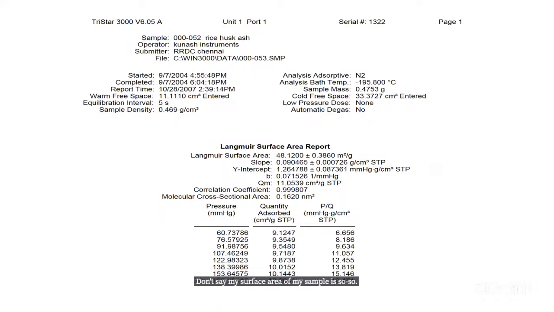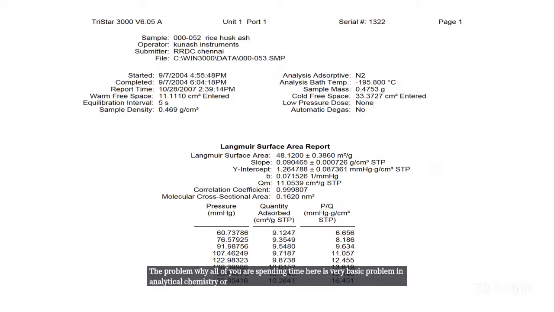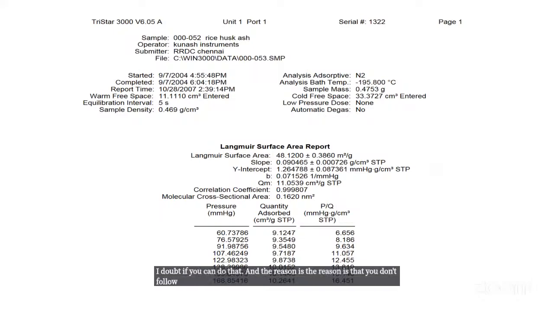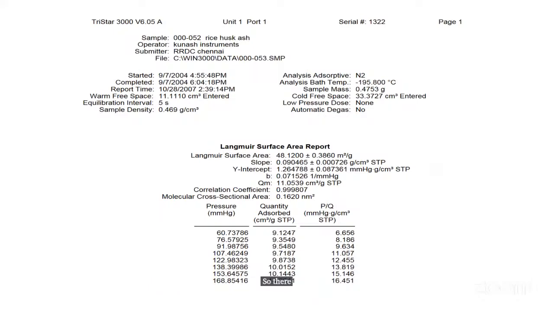The problem why all of you are spending time here is a very basic problem in analytical chemistry or in the experiments that you do. If a group consists of about 5 or 6 people, ask any two to match their results on the same material for the same experiment. I doubt if you can do that. And the reason is that you don't follow a set procedure for doing an experiment. So there is a lot of repetitive work.